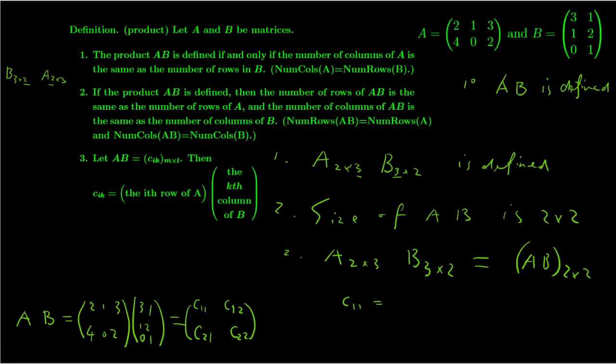If you want, I can write that in some more detail. Okay, the first row in matrix A is 2, 1, 3. The first column in matrix B is 3, 1, 0. Right? You use the first row 2, 1, 3 to multiply the first column 3, 1, 0.